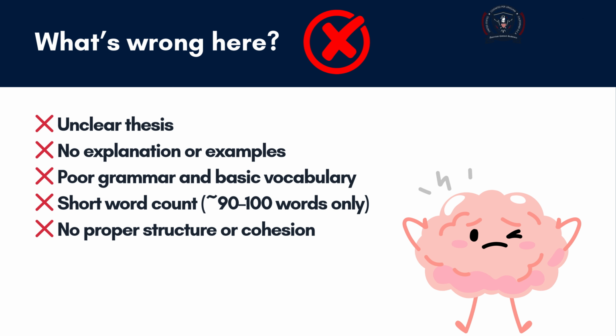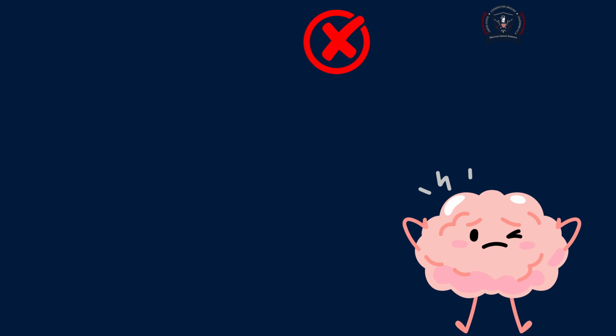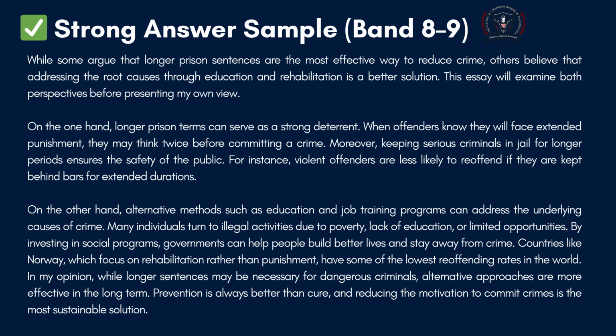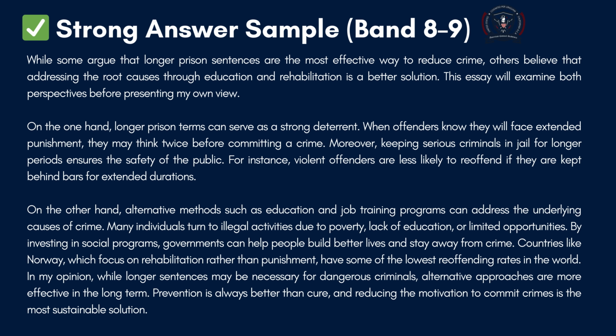What's wrong here? Unclear thesis. No explanation or examples. Poor grammar and basic vocabulary. Short word count, 90 to 100 words only. No proper structure or cohesion. This is a strong answer sample, band 8 to 9.